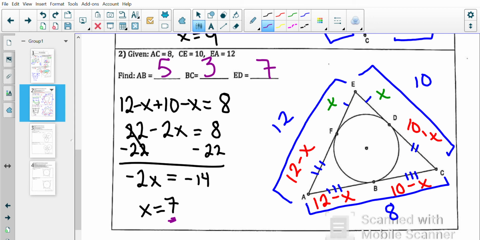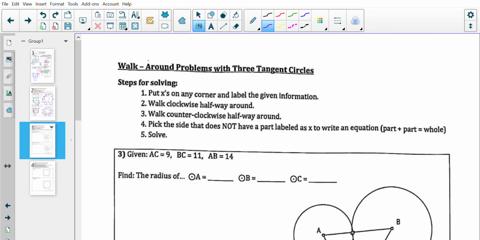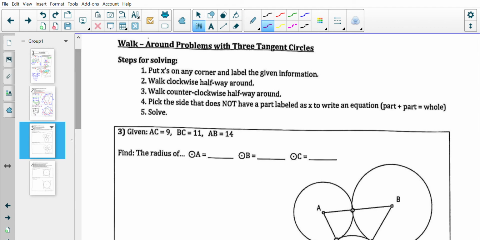All right, so that was one type of walk around. Now let's see another type of walk around. Let's turn the page. All right, so now these are walk around problems with 3 tangent circles. What steps do we have to take for this? We're going to put X's on any corner and label the given information. Walk clockwise halfway around, walk counterclockwise the other way around. Pick the side that does not have a part labeled as X, write an equation, and then solve. So it's going to be very similar to the steps we did before.